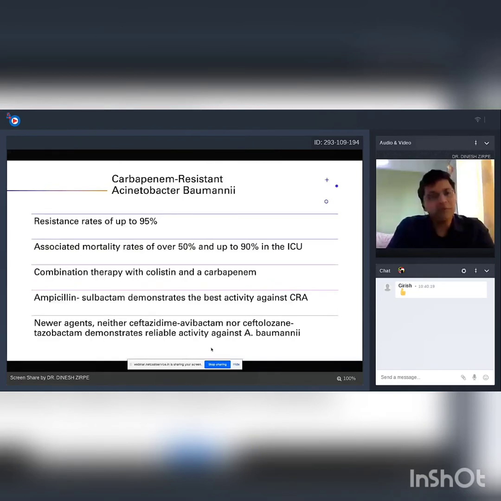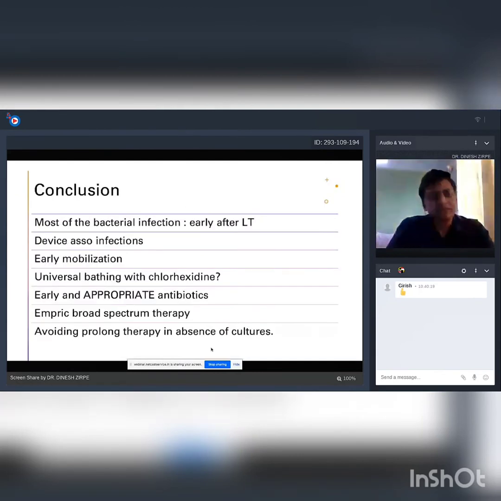Ampicillin-sulbactam, surprisingly, shows the best activity against CRAB, which is an older drug, but old is gold sometimes. The newer agents, neither ceftazidime-avibactam nor ceftolozane-tazobactam, demonstrate any activity against it. So you should not be under the impression that a newer agent is going to work for all organisms. Unless we know their basic characteristics, it is important, both when we are de-escalating and when we are escalating.